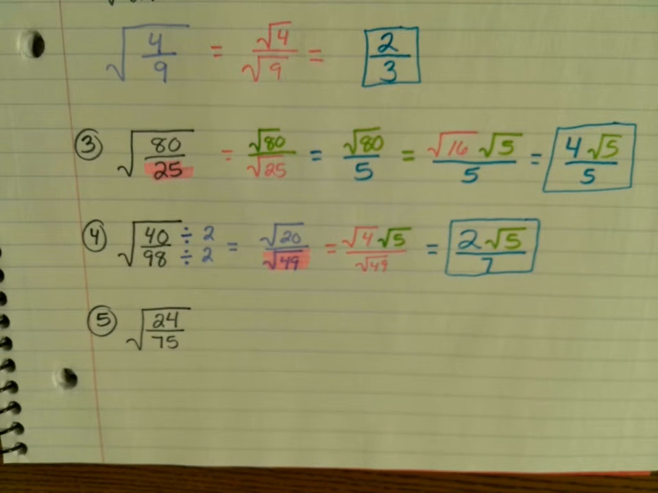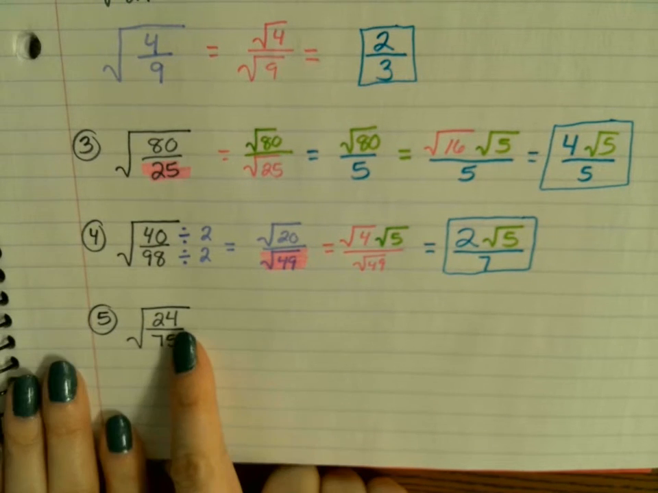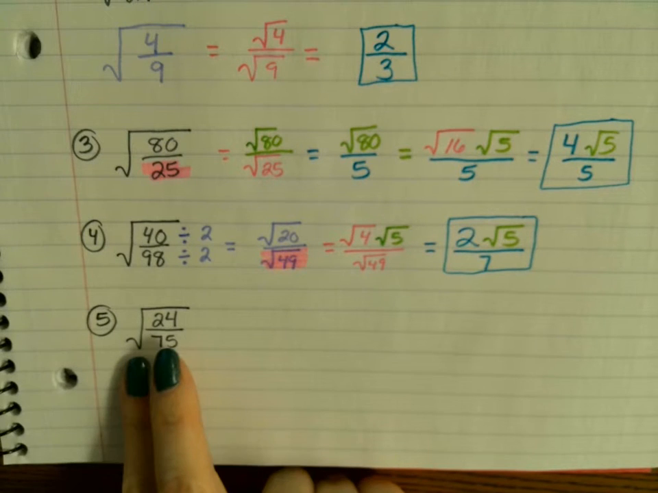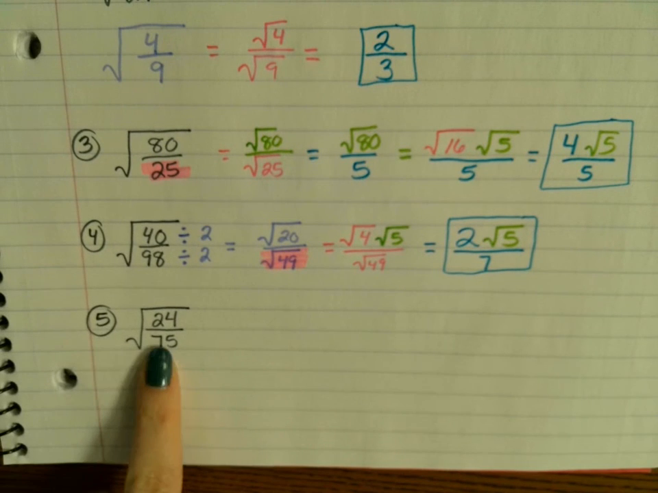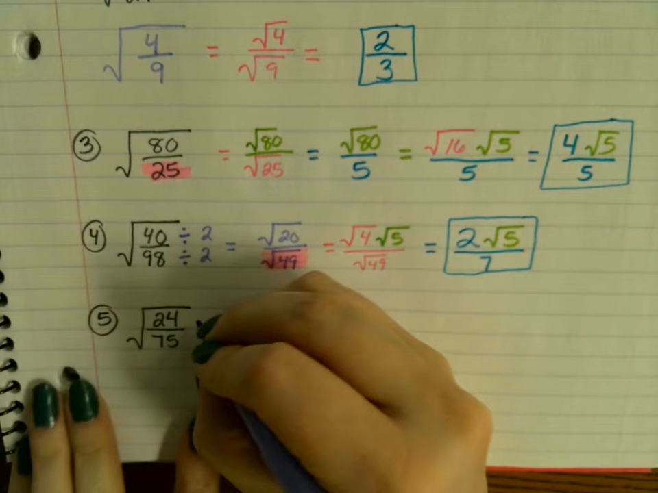Okay, let's go ahead and go over this. So for problem number 5, square root of 24 over 75. Is 75 a perfect square? No. So if 75 is not a perfect square, the first thing we're going to try to do is see, can we simplify 24 over 75? 24 over 75, what are they both divisible by? 3. They both can be divided by 3.